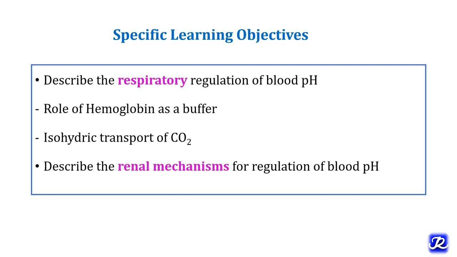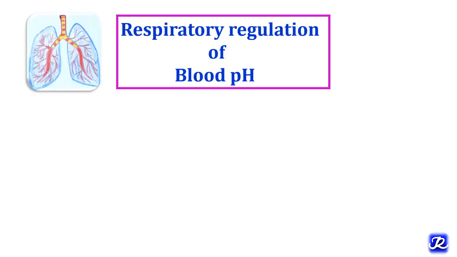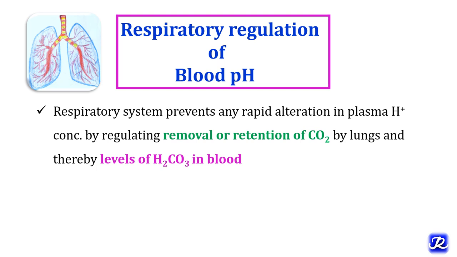The specific learning objectives of this session are: at the end of this session, students should be able to describe the respiratory regulation of blood pH, role of hemoglobin as a buffer, isohydric transport of carbon dioxide, and describe the renal mechanisms for regulation of blood pH. So let's begin with the respiratory regulation of blood pH.